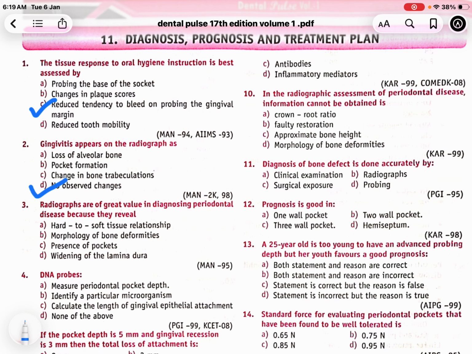Okay. Now question number 3, radiographs are of great value in diagnosing periodontal disease because they reveal the widening of the lamina dura. Okay, why are radiographs helpful here? Because they will reveal the widening of the lamina dura. They do not reveal the pockets or soft tissue lesions or anything, but what they will reveal is fuzziness or a break in the continuity of the lamina dura.